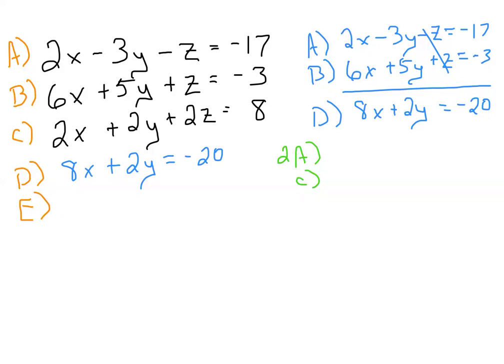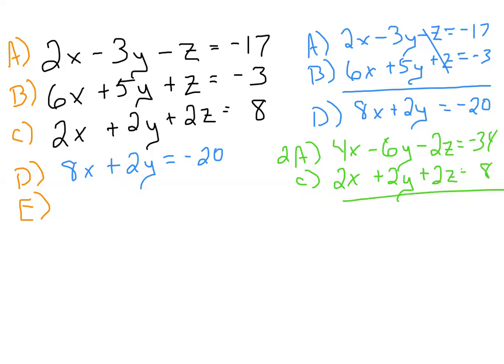So, all right, now I'm going to multiply each piece of A by 2. So I get 4x minus 6y minus 2z equals negative 34. I do not multiply this C. And this again makes E. So I get 6x minus 4y plus 0z equals negative 26. I'm bringing this over.